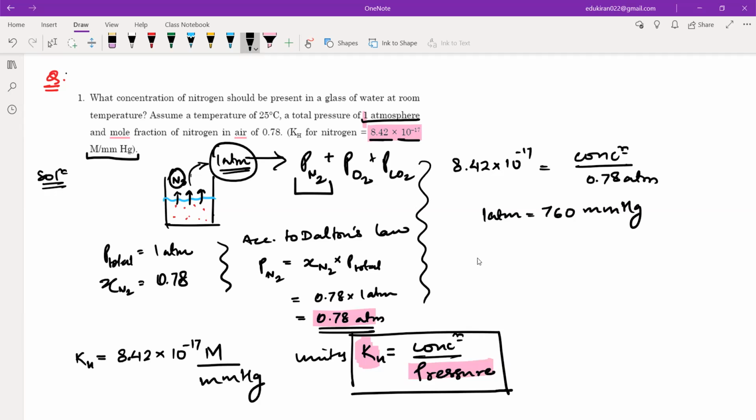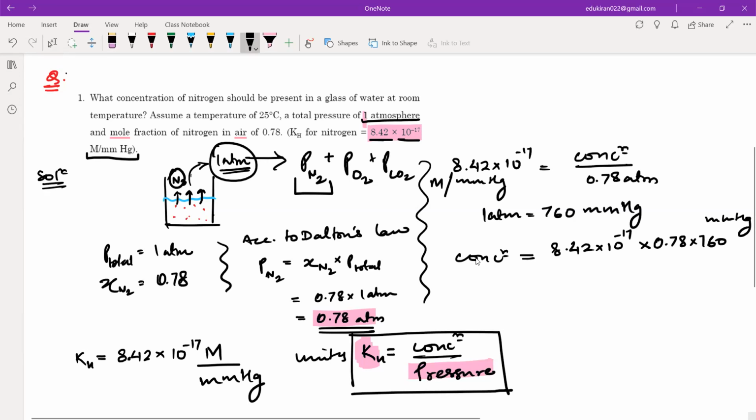Now this 8.42 into 10 to the power minus 17, it is given in terms of what? It is given in terms of mmHg. Now you have to calculate concentration. Concentration will be equal to how much? अच्छा ये तो आपको दिया molarity upon mmHg ना. So concentration will be equal to 8.42 into 10 to the power minus 17 into 0.78 into 760 mmHg.